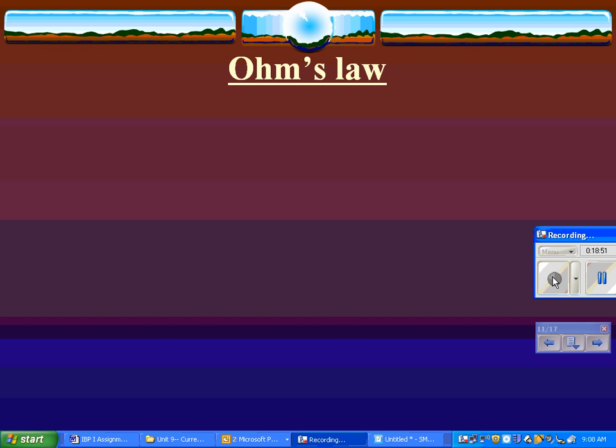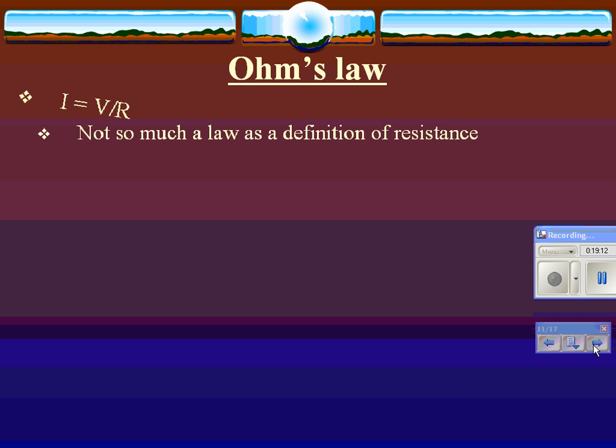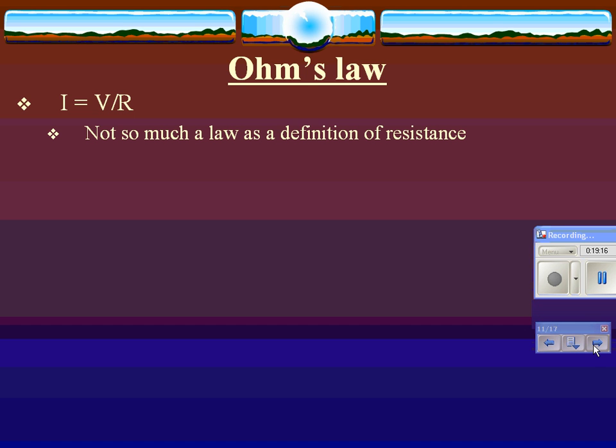Excellent. Now we get to Ohm's law. This is part of what you need to know. This is less of a law than kind of a definition. It was created by this German guy named Georg Simon Ohm, and he recognized there was a relationship between voltage and current. And this is what he came up with. This is known as Ohm's law. It's a simple equation. I equals V over R. If you think about it, it makes total sense.